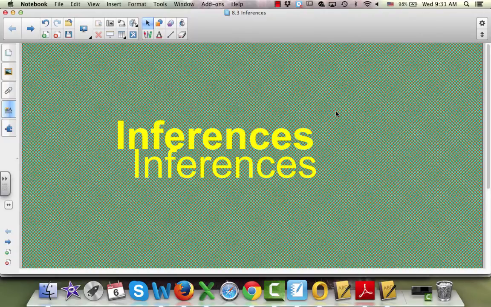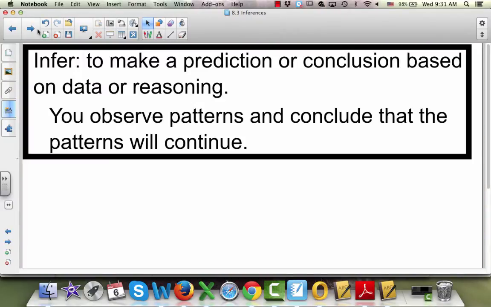Okay, we're going to be doing inferences today. I know that you already know exactly what an inference is, don't you? Actually, it's a word that's probably new to you. To infer means to make a prediction or conclusion based on data or reasoning. Okay, it's not a guess. You're using data or reasoning to make a prediction. You observe some patterns and you conclude that the patterns will continue.